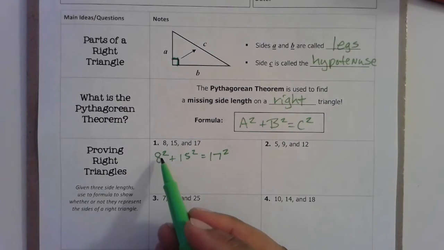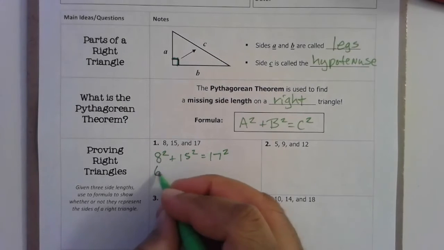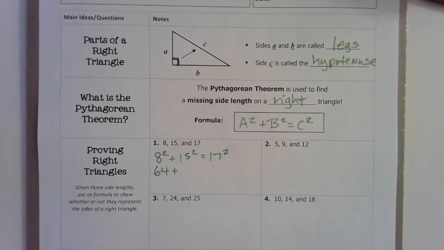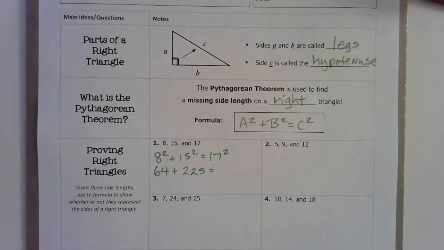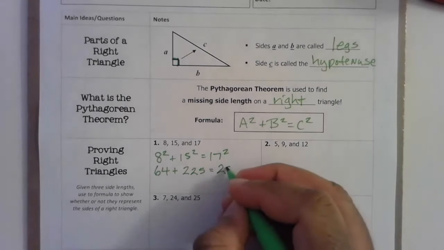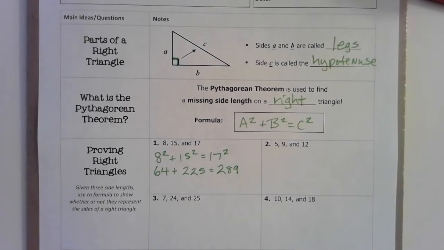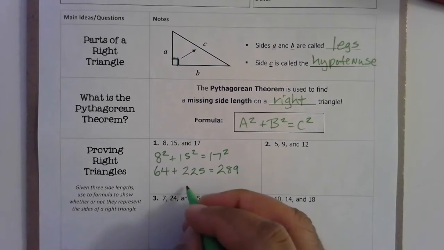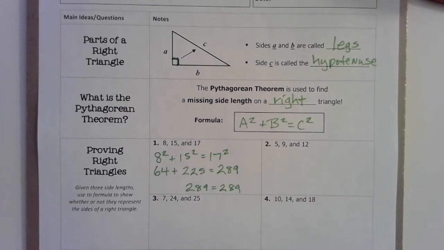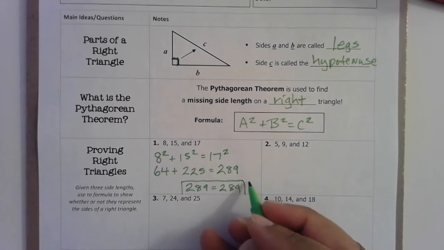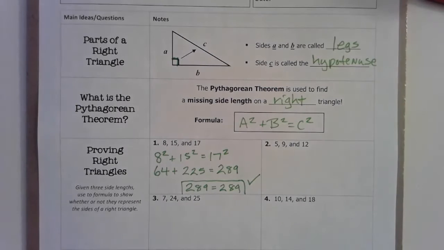So we have 8 squared, which is basically 8 times 8, or 64, plus 15 squared, which is 15 times 15, or 225, equals 17 squared. And if I do 17 squared, it looks like I'm going to get 289. Okay. And so let's just add these up. So I have 64 plus 225. So it looks like I'm going to have 289 equaling 289. And we know this to be true. So it looks as though we do, in fact, have a right triangle.